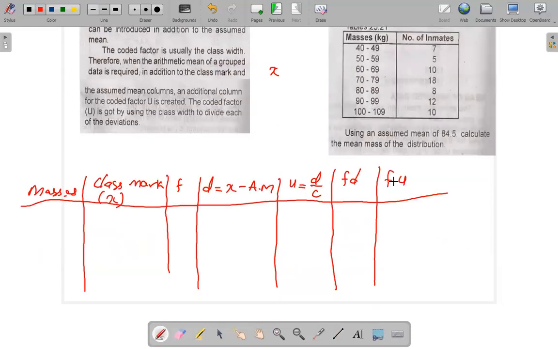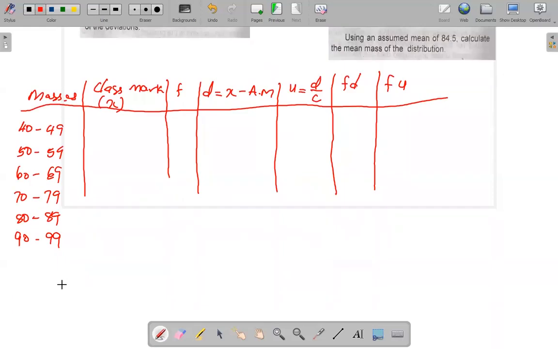So let's input the data one after the other. The first thing I have there is 40 to 49, then 50 to 59, 60 to 69, 70 to 79, 80 to 89, 90 to 99, then 100 to 109.